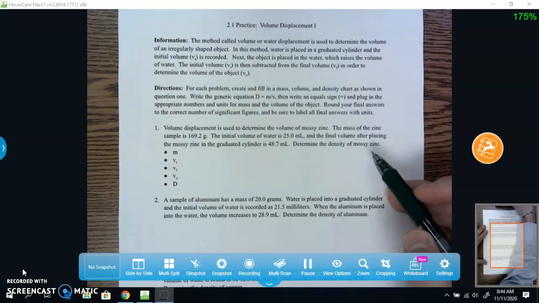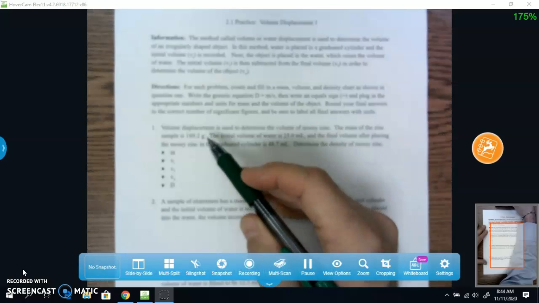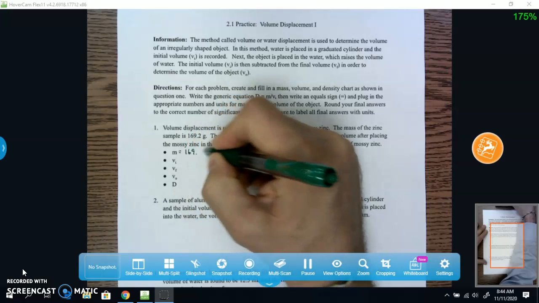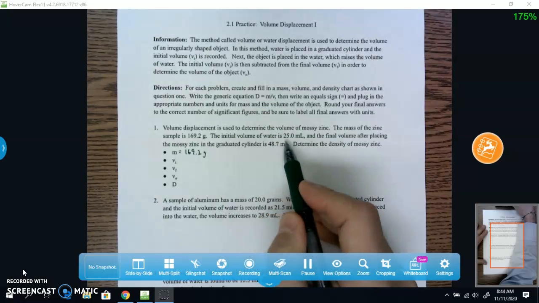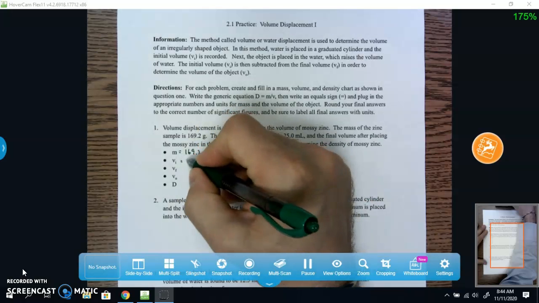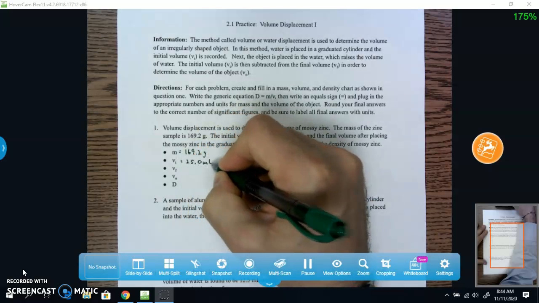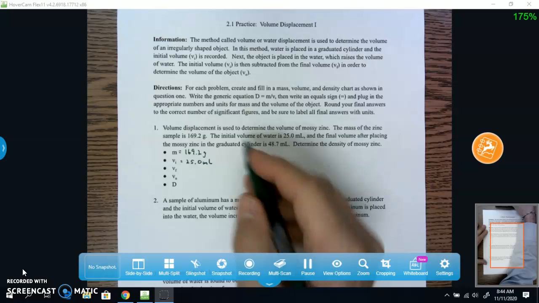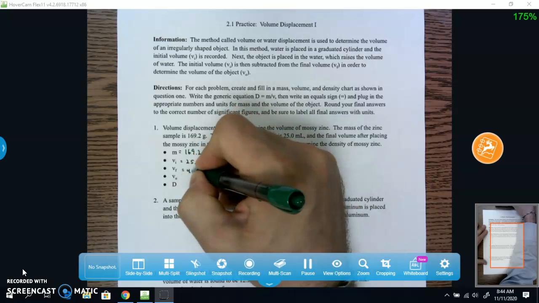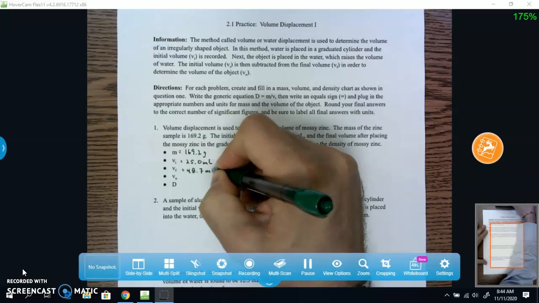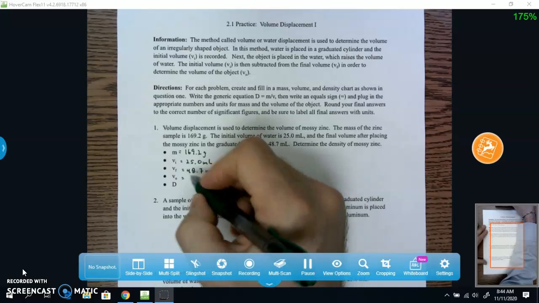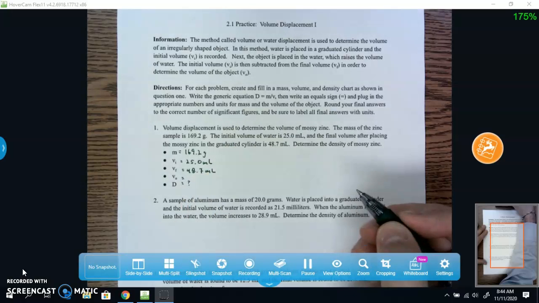Okay, so let's go through and find the relevant information. The mass is 169.2 grams. The initial volume of just water in the graduated cylinder is 25.0 milliliters. The final volume after placing the Mossy zinc in the graduated cylinder is 48.7 mL. We are asked to find the density of the Mossy zinc. So I'm going to put a question mark right over here.